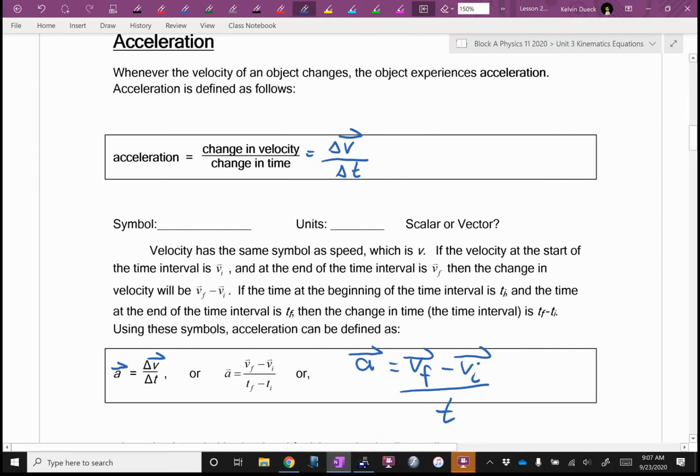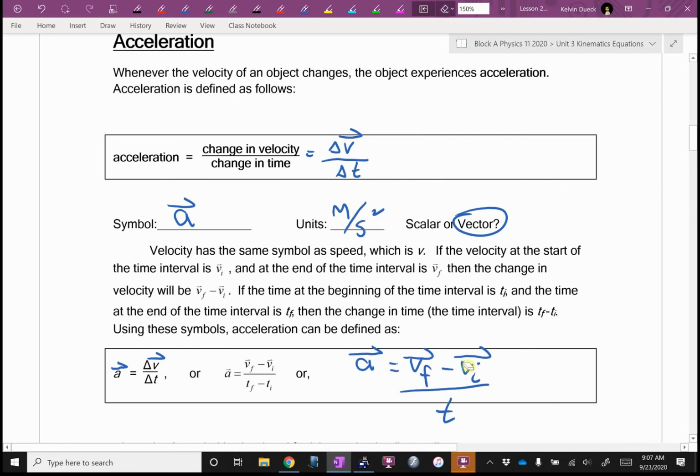Back up here. Symbol for acceleration, A with a vector. It's a vector, so let's circle the word vector. Often I'll just ask you to calculate the magnitude because I didn't give you enough information, but usually we'll assume positive means forward speeding up, negative means backwards slowing down. Or if we're looking at free fall, negative means down, positive means up. Units, meters per second squared. Meters per second per second.